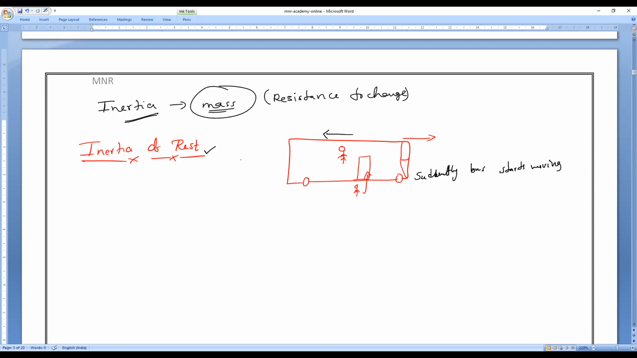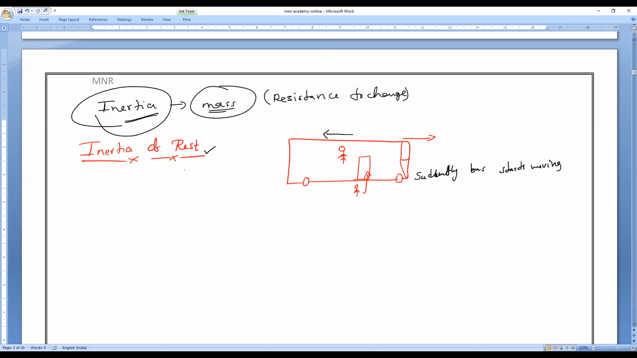Observe very carefully what will happen here. I will explain everything clearly. One doubt, sir. Yes, ma'am. Inertia means the tendency to keep a body in rest or motion. The body which is in rest remains in rest. The body which is in motion remains in motion. Both are called inertia. Now we are talking particularly about inertia of rest.